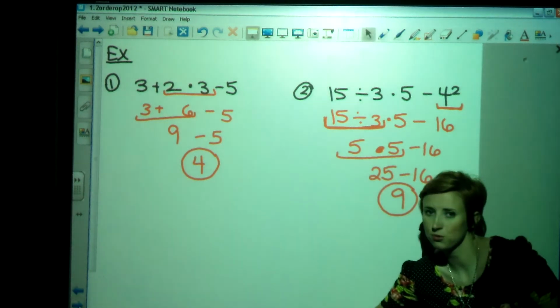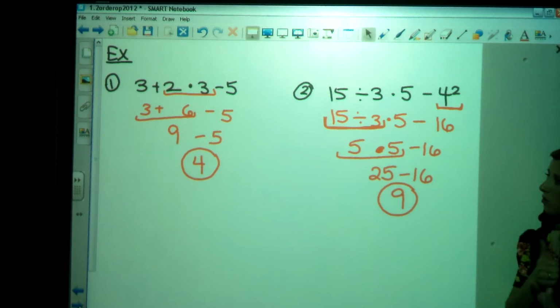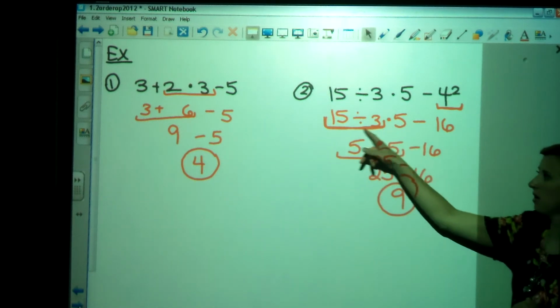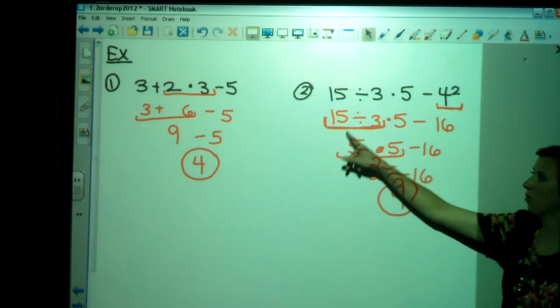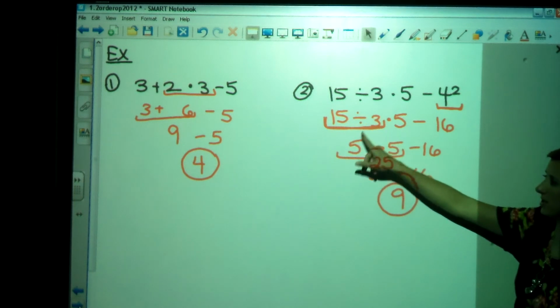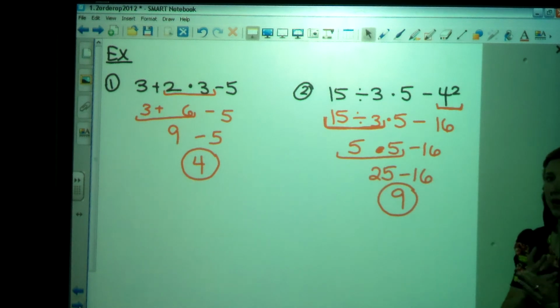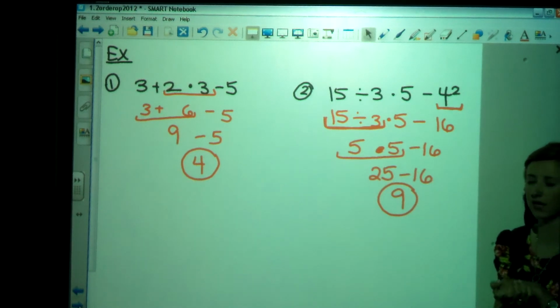So that's examples 1 and 2 using the order of operations. You don't have to show the brackets underneath the way I do. I just like to show what I'm using. 15 divided by 3 is 5, and did 5 times 5. So it's just a little bit of way for me to help you all see it on the video.